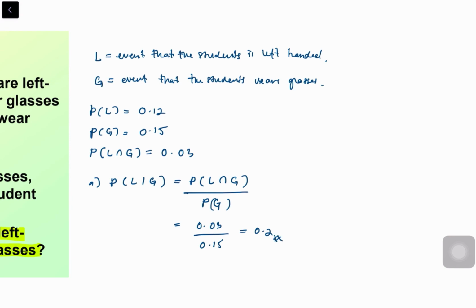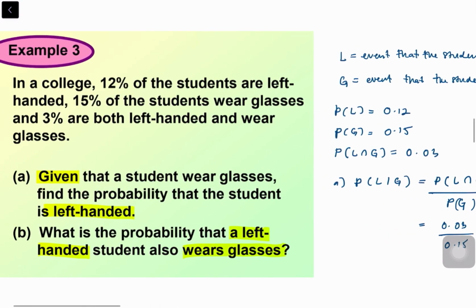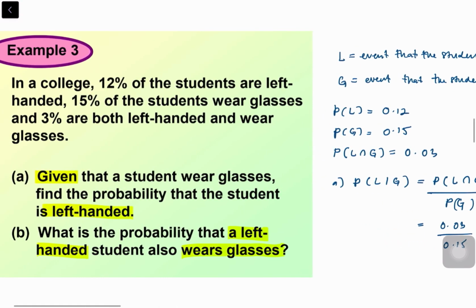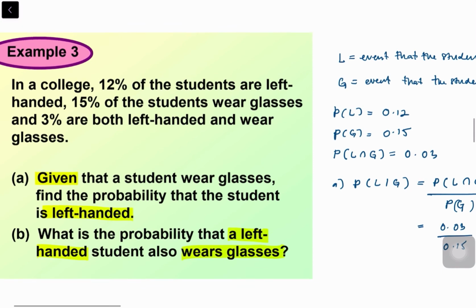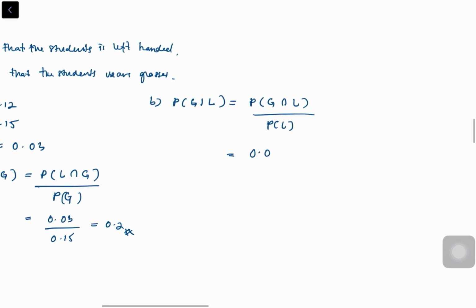Okay, then B is also about conditional probability, whereby we're looking for the probability that a left-handed student also wears glasses. So we're looking for the probability of G given L. This will be equivalent to P(G ∩ L) over P(L). So this is 0.03 divided by 0.12, and this equals 0.25.